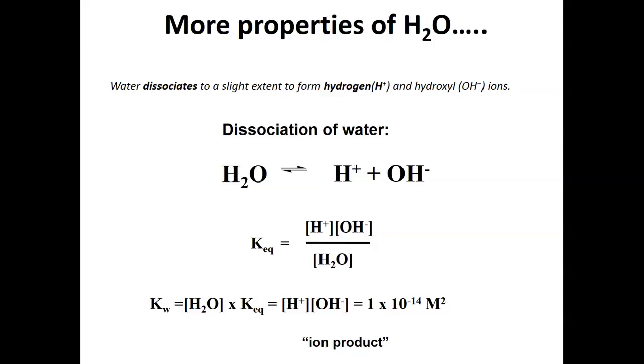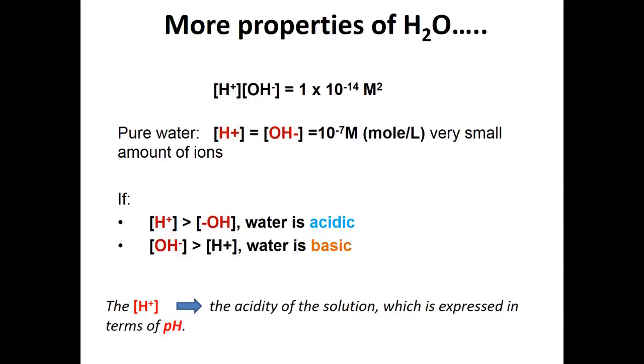Now, the product of these two is 1 times 10 to the minus 14 molar squared, the ion product, because in pure water the hydrogen and hydroxy concentrations each have 1 times 10 to the minus 7. So the product of the two is 10 to the minus 14 molar squared, okay? So that's your ion product. Now, that's what it says here. As I said, in pure water, the concentrations of proton and hydroxy ions are equal. Because they're equal, each one of them is 10 to the minus 7 molar, a very small amount, as you know.